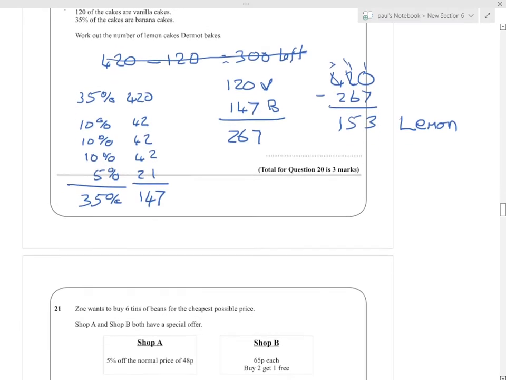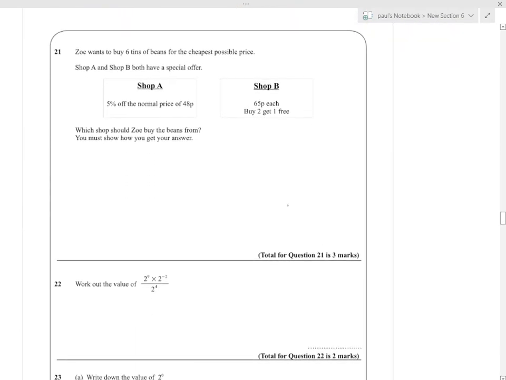Okay, a bit more complicated, these, aren't they? Zoe wants to buy 6 tins of beans for the cheapest possible price. Shop A and Shop B have both got a special offer. Which should she buy? She's going to buy 6 tins of beans. So 5% off the normal price. So what's 5%? Let's do it this way. 10% is 4.8 pence. So 5% is 2.4 pence.